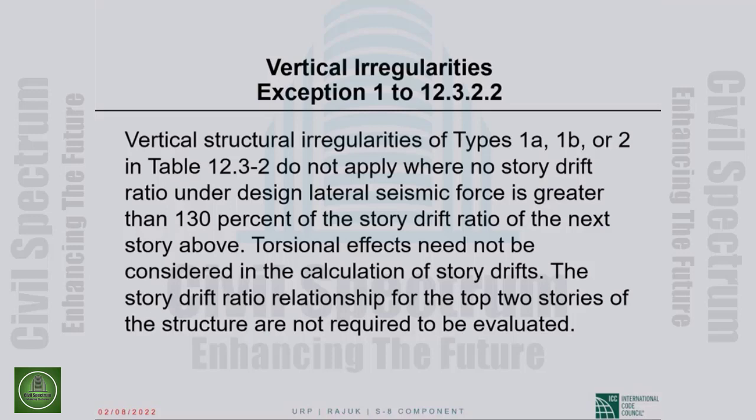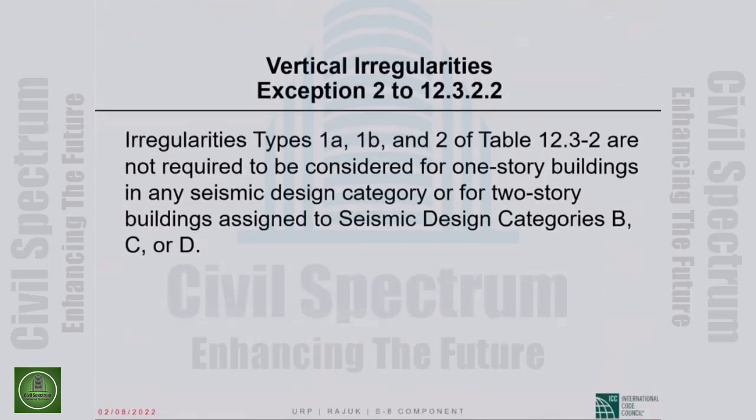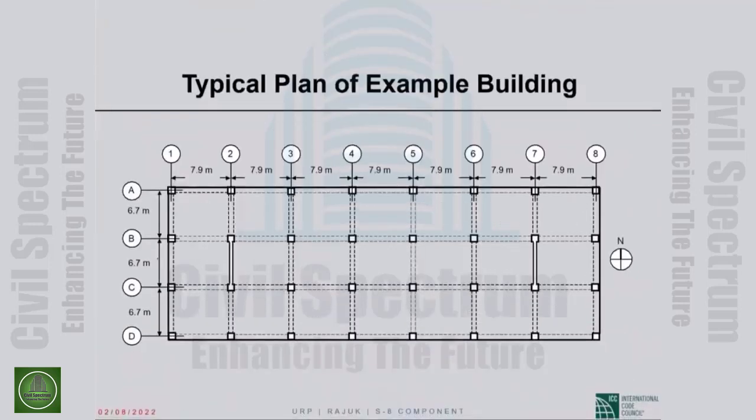Torsional effects need not be considered in the calculation of story drifts. The story drift ratio relationship for the top two stories of the structure are not required to be evaluated. Top two stories need not be considered. Irregularities type 1A, 1B, 2 are not required to be considered for one-story buildings in any seismic design category or for two-story buildings assigned to design category B, C, and D. This is an outright exception.